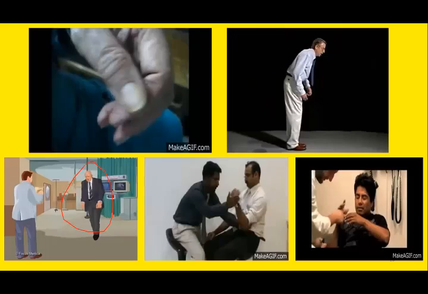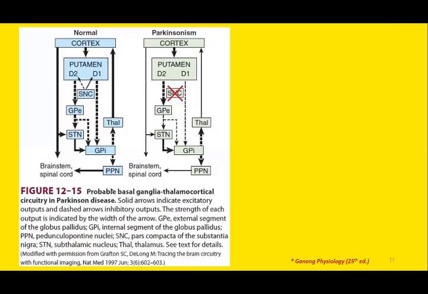Now, this figure is taken from Ganong's Review of Medical Physiology. I will request the students to go through the pages of Ganong's physiology. Here you can see the neuronal pathway in a normal individual given on the left side, and the neuronal circuitry in a patient of Parkinsonism or Parkinson's disease. Now there are two types of arrows. The dotted ones are the inhibitory, and the straight lines are the excitatory.